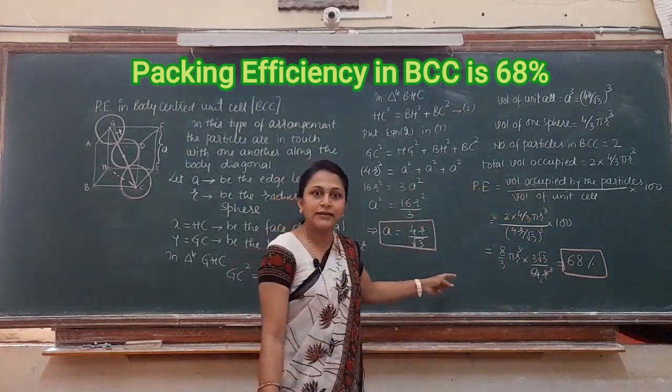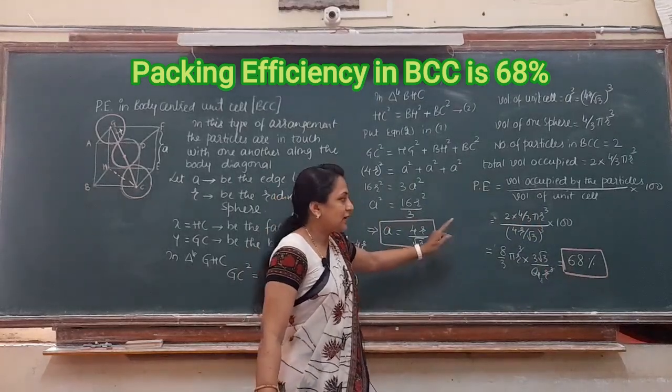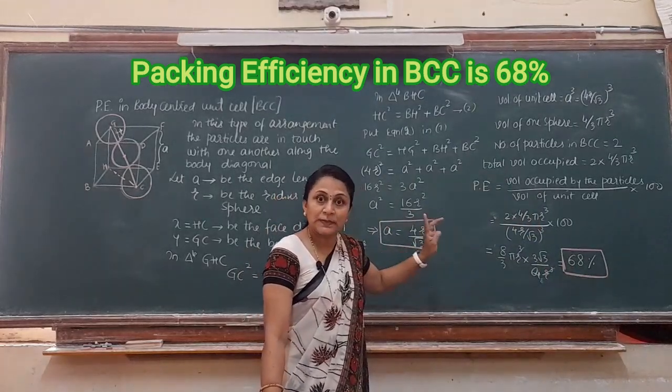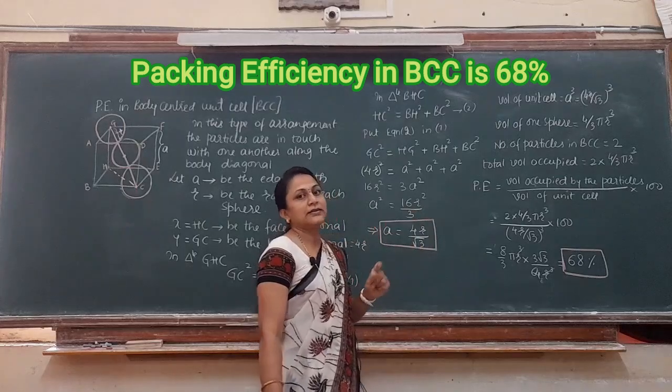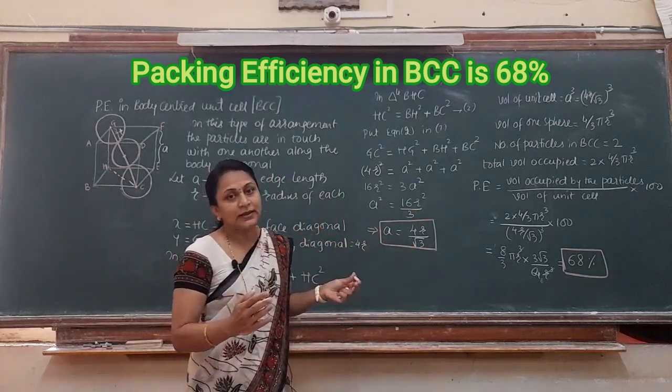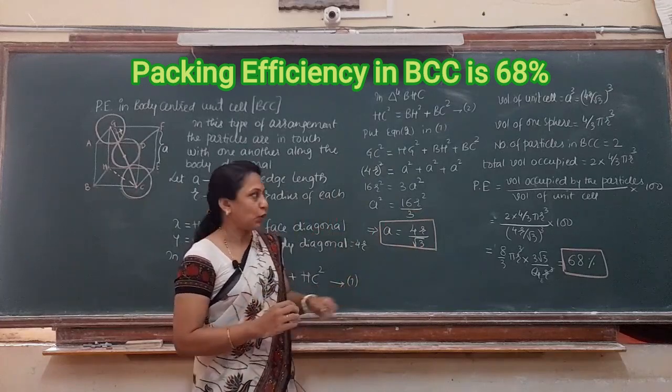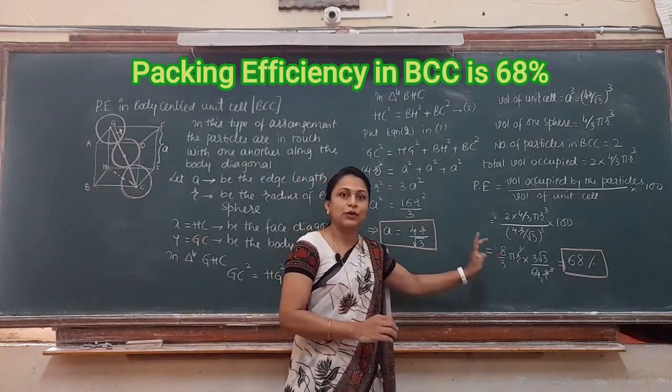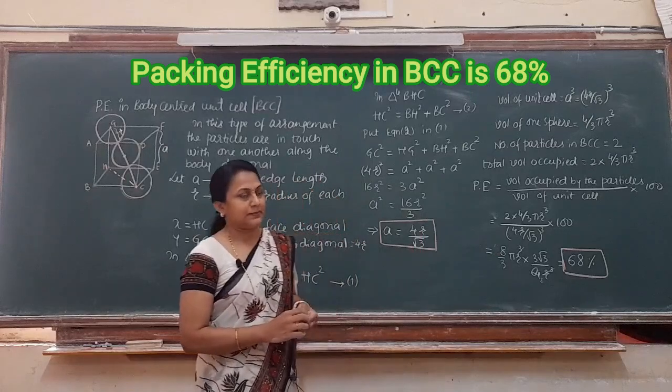What does it indicate? It indicates that 68% of the total space is occupied by the particles in the body-centered cubic unit cell, and the rest is empty space. Only 68% of the space is occupied by the particles.